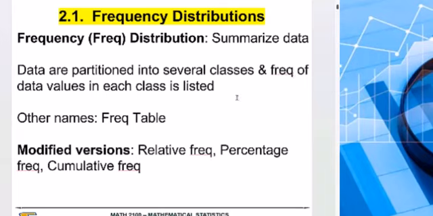We have other modified versions like relative frequency, where we don't use the frequency number, but we use the relative number, which is that frequency divided by the total. The percentage is the relative frequency translated to a percent. You also have the cumulative version. And we will find these tables in the next couple of slides.